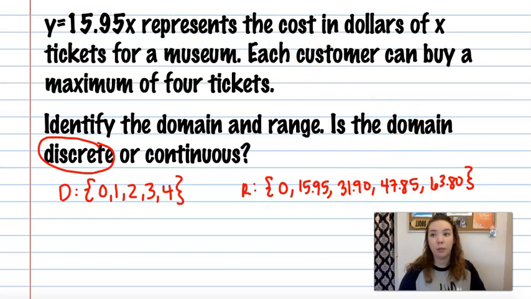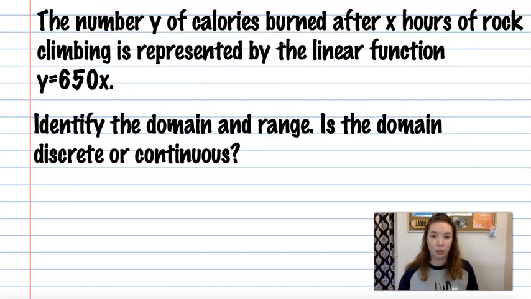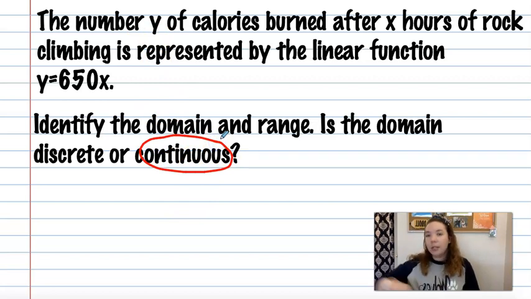Next, we'll look at a continuous example, and we'll talk about why it's continuous. So I already told you this one is continuous, but now let's actually go through the problem. Here it says the number y of calories burned after x hours of rock climbing is represented by the linear function y equals 650x. So when you're rock climbing, you're burning 650 calories per hour is what they're saying.